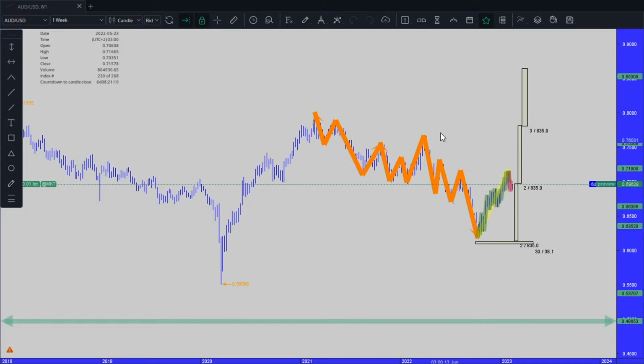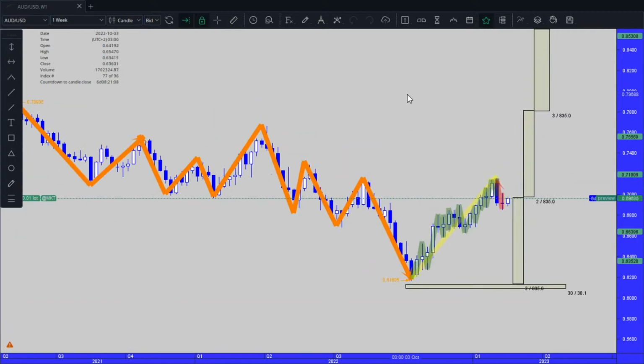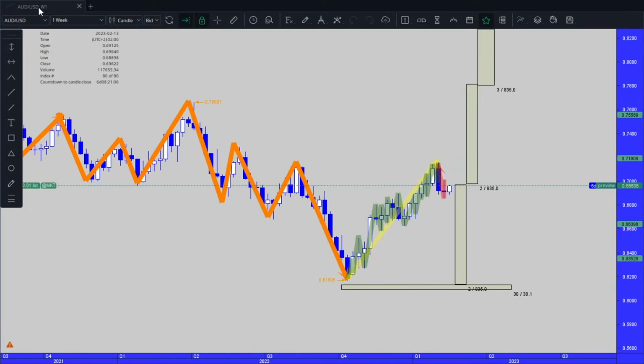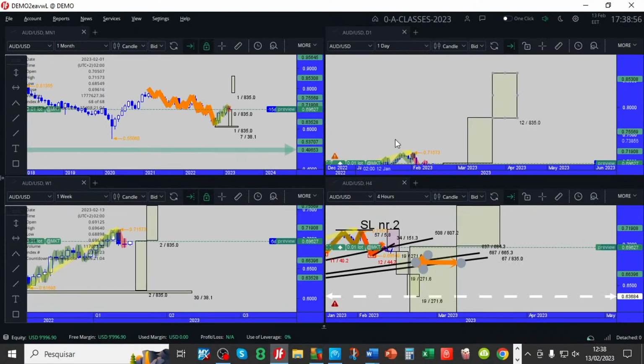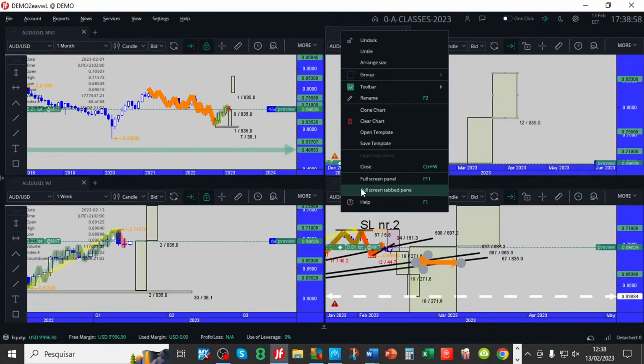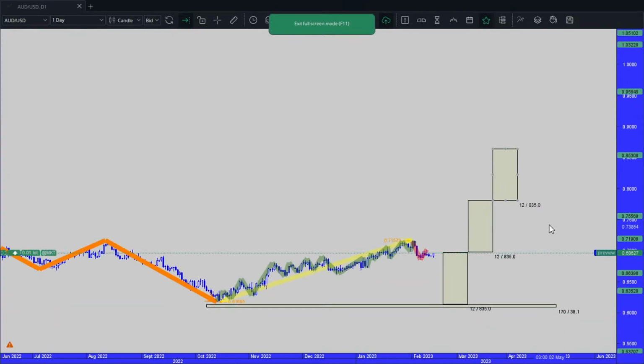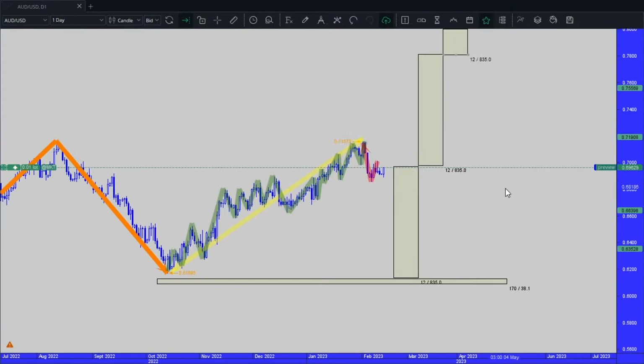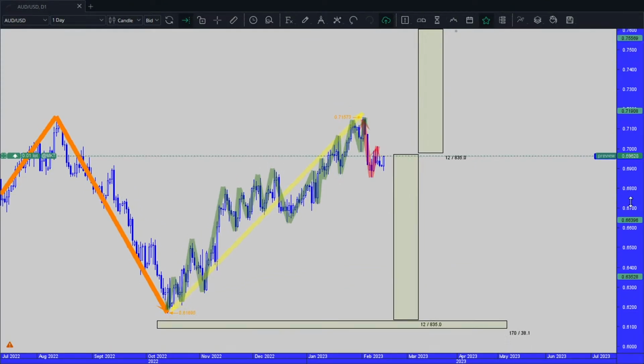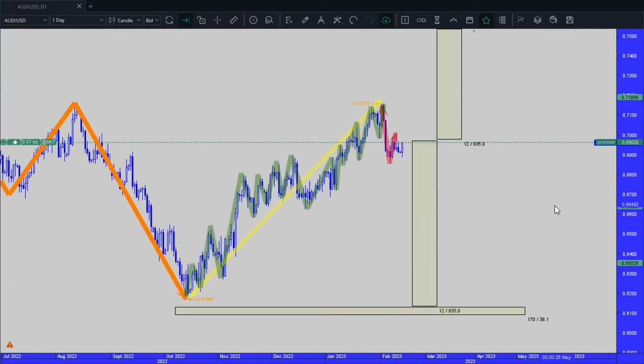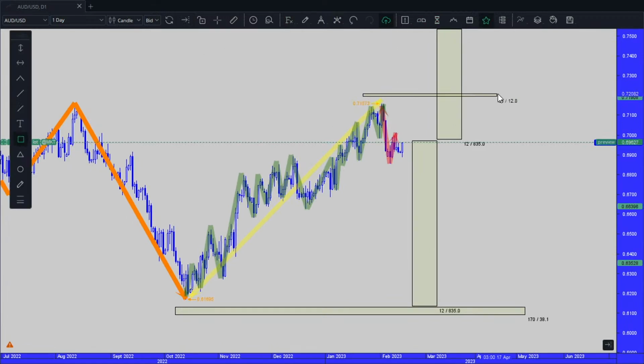One more time, everybody. Whatever time frame you choose, there is no right or wrong. Do you believe that probability is higher on the sell side, short side? Or do you think that the probability is better or higher on the buy side, on the long side?